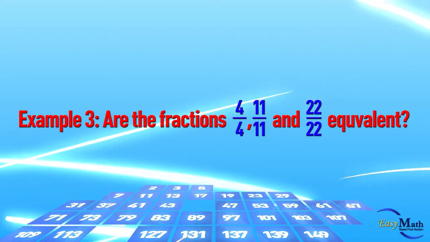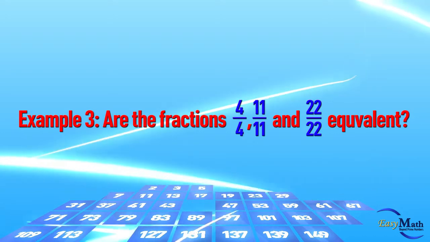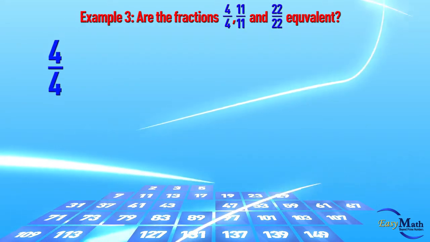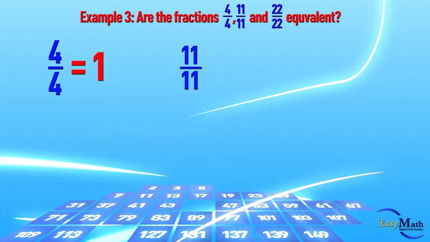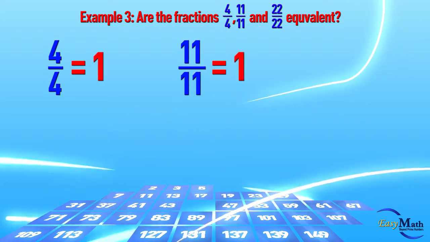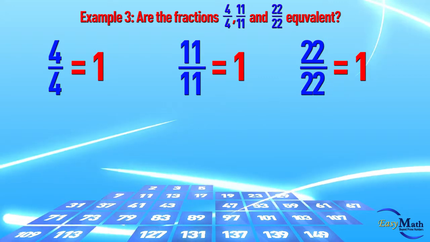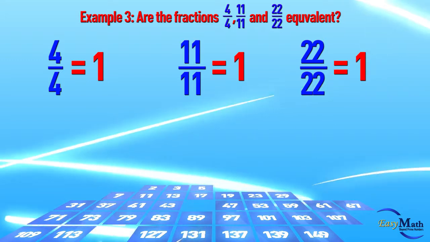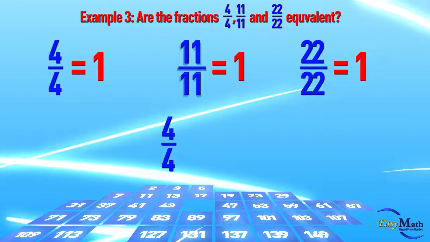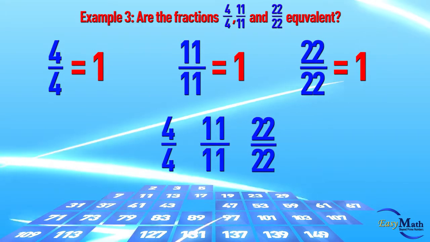Example 3. Are the fractions 4/4, 11/11, and 22/22 equivalent? 4/4 is equal to 1. 11/11 is equal to 1. 22/22 is equal to 1. Each fraction is equal to 1 because for each fraction, the numerator is equal to the denominator. Hence, the fractions 4/4, 11/11, and 22/22 are equivalent.